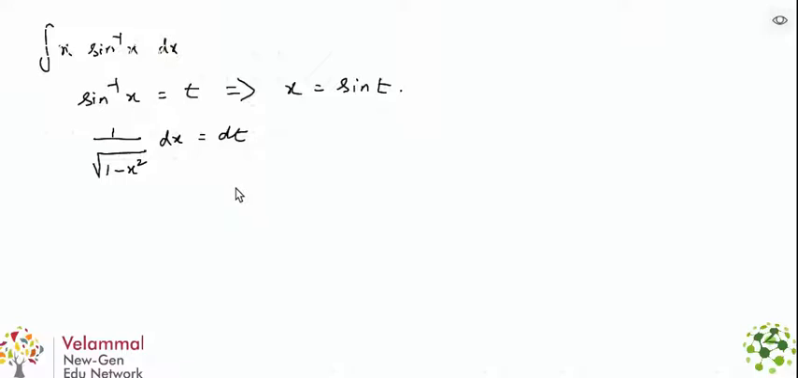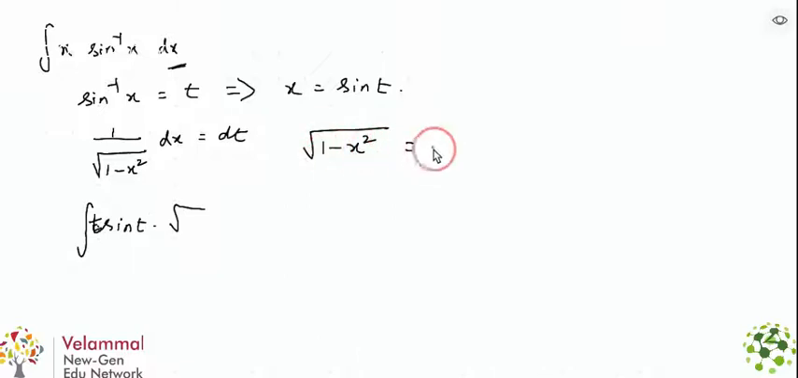Understand? Now we are going to apply the substitution to start with. So the integral: x is nothing but sine t, and sine inverse x is nothing but t, and you have t sine t, and you have dx. What is dx? Square root of 1 minus x square.